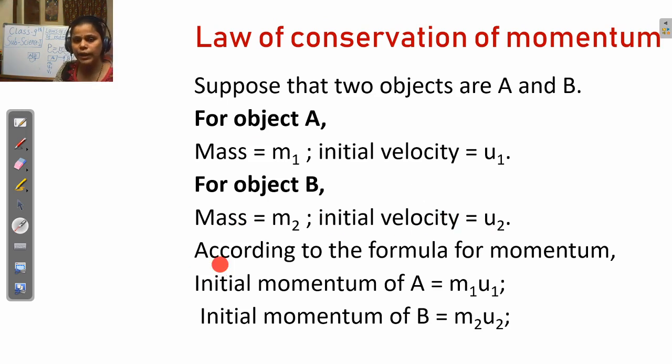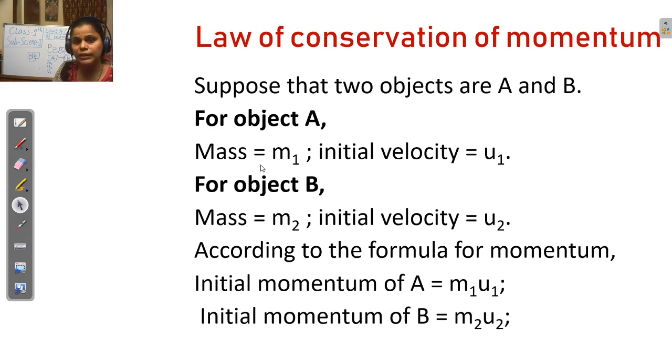Okay? And according to the formula of momentum, we know the formula of momentum? Momentum is mv, where m is the mass and v is the velocity. But now we want the initial momentum. So the initial momentum of object A will be m1 u1. Why? Because m1 is the mass of A and u1 is the velocity of object A. So the initial momentum of B equals m2 u2, where m2 is the mass of object B and u2 is the initial velocity of object B. That's why I write here the initial momentum of both objects.